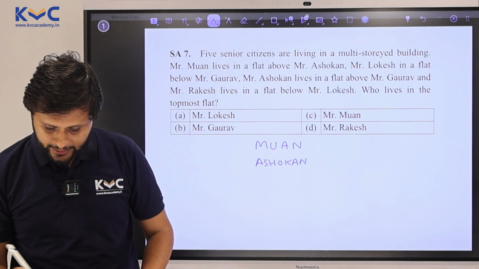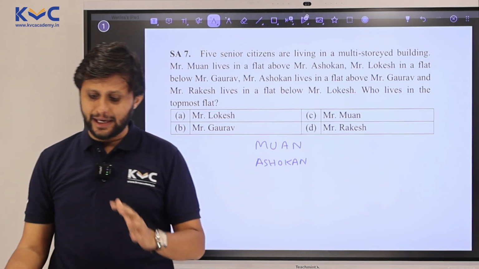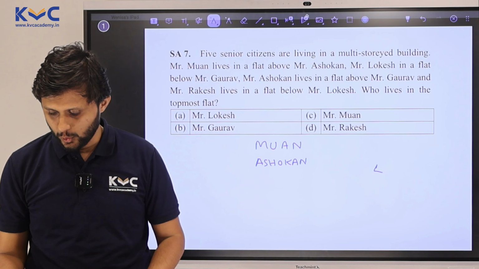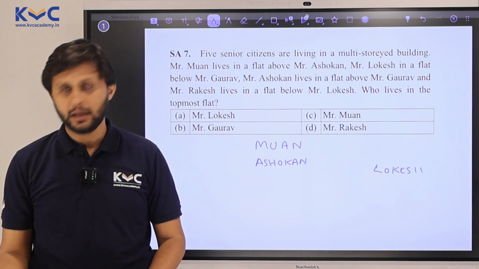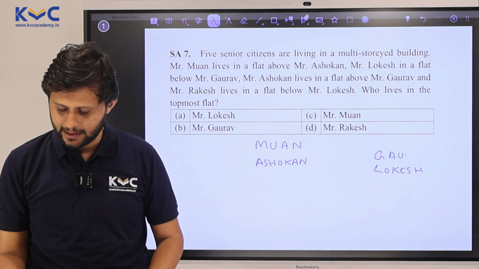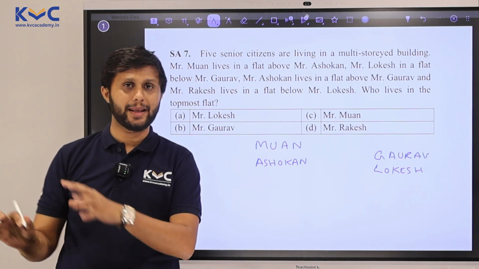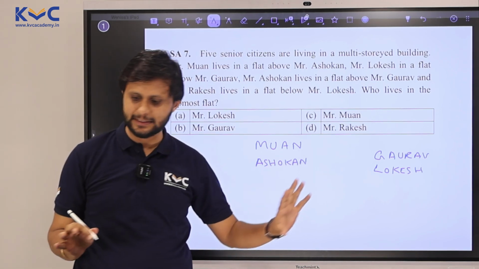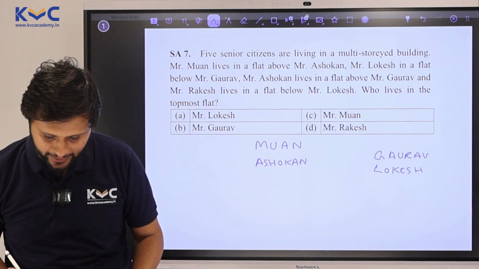So Ashokan is sorted, Mohan is sorted. Mr. Lokesh lives in a flat below Gaurav. So we have Lokesh. He should be below Gaurav. So Gaurav comes somewhere like this. I have written it separately because I do not know where exactly to move them. For the time being, I have kept them separate. This condition is met, but I don't know where exactly to put them right now.